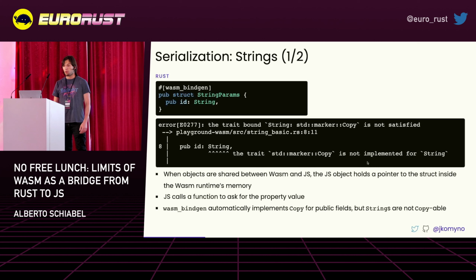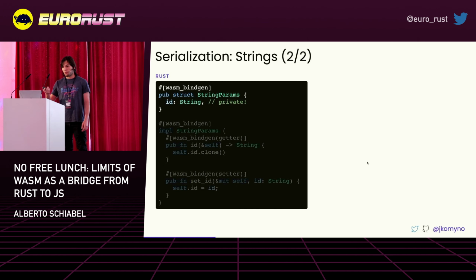They are clonable. And since objects that are shared between WebAssembly and JavaScript live in the WebAssembly runtime, JavaScript needs to hold a pointer, and then there's a lot of back and forth, like JavaScript needs to ask for the properties supported by the object. And wasm-bindgen cannot create the logic for us in this case. So we can do that manually.